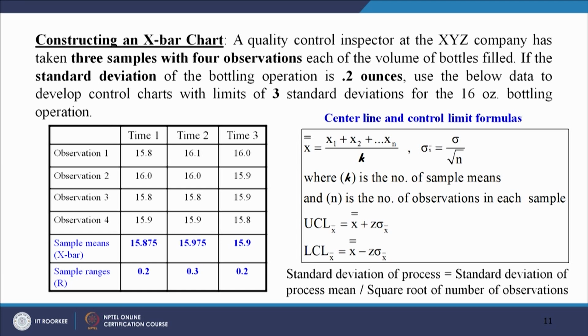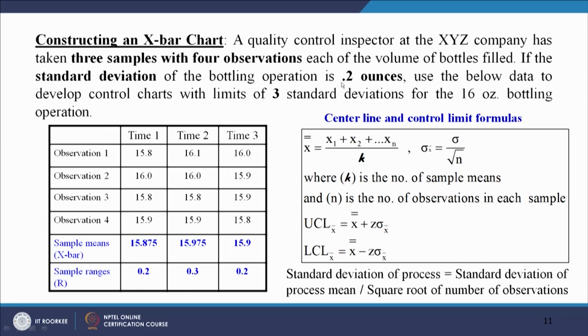So we can see 3 different samples at 3 different times, 3 samples with 4 readings for each sample. 3 samples with 4 observations, each of the volume of bottle filled. So what he has measured is the volume of the bottles filled, and this is a control chart by variable. So we can measure the quantity for which we want to set the control limits.